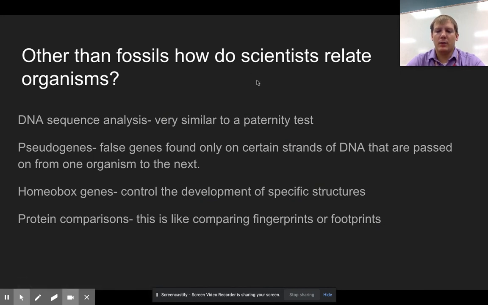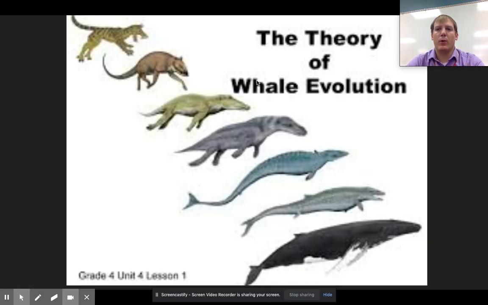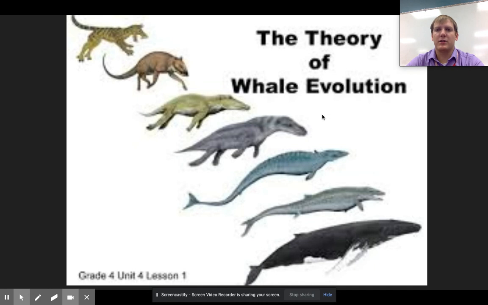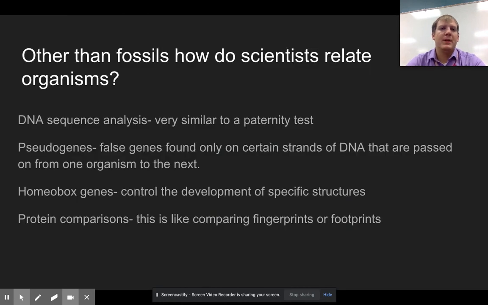All right, so how can we prove it? How can we support this theory that whales originally were found on land, or any other species like the finches? How can we support that other than just by looking at the fossils? One of the big things is DNA sequence analysis. We take DNA from the bone marrow and we compare the DNA. If you share similar DNA, you are related. The closer those DNA strands are, the closer you are related.